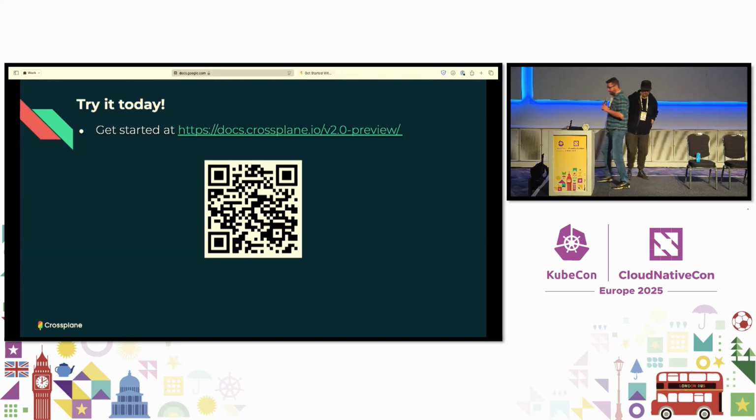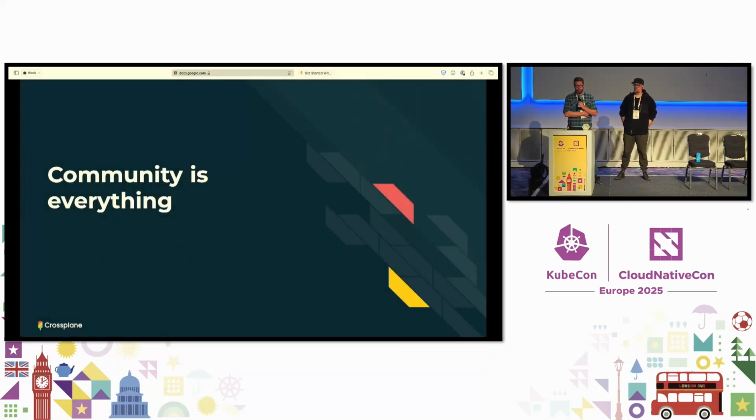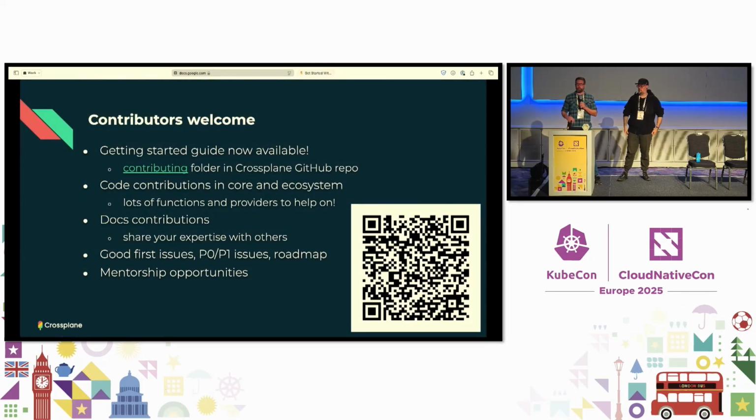All right, let's close it up here. Thank you, Nick, for showing us off all that awesome V2 stuff. So, once again, the Crossplane project is nothing without its community, right? So more contributors are always welcome. We did recently author a getting started guide for new contributors. So if you go to the Crossplane GitHub repo, it's in the contributing folder right there, easy to find. There's a little QR code if you want to scan that too.